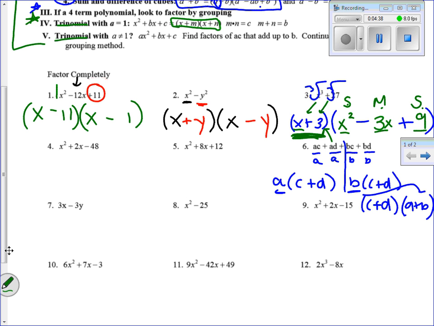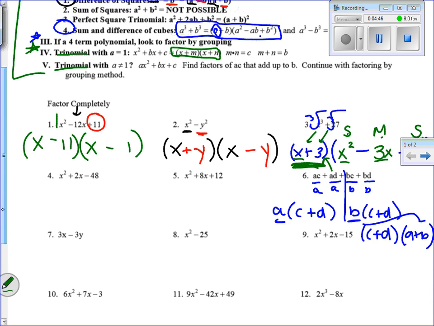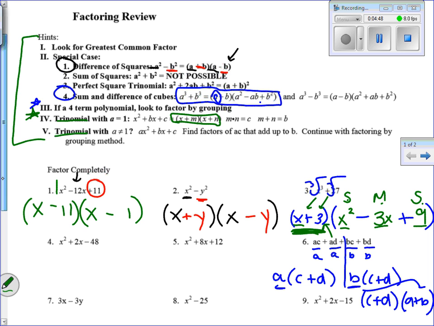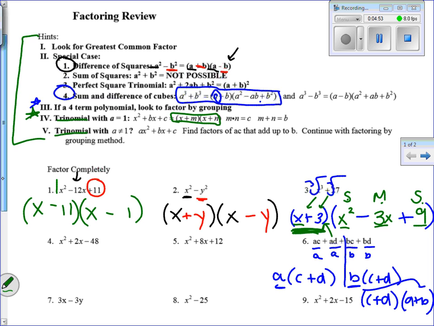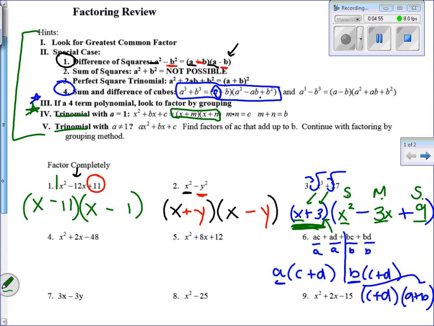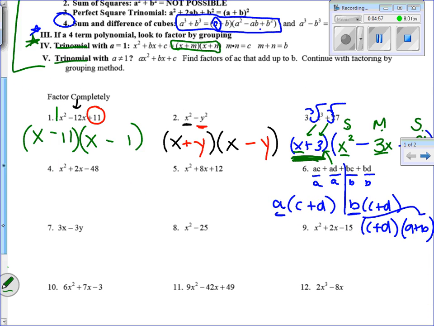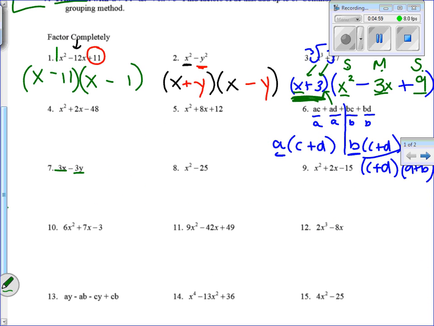Number 7 is 2 terms, but it doesn't have squares or cubes or anything else. There's no other information at the top that talks to me about things that have 2 pieces, which are called binomials. I see nothing about a binomial. So I look at hint number 1. Look for a greatest common factor. What can you divide both of these by? Oh, 3. So 3 would go out front, and you would have x minus y left. And that's all you have to do.